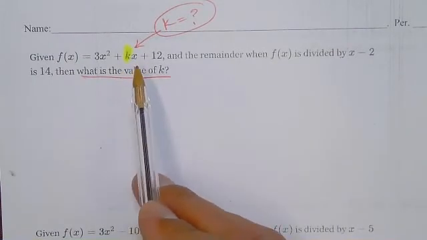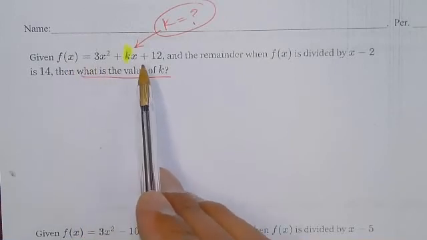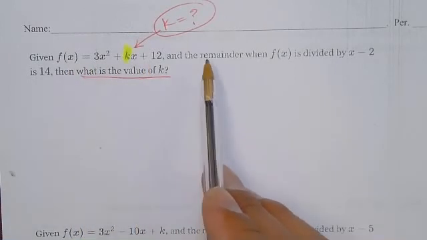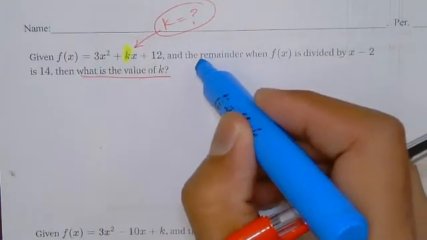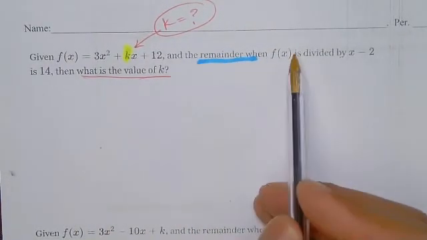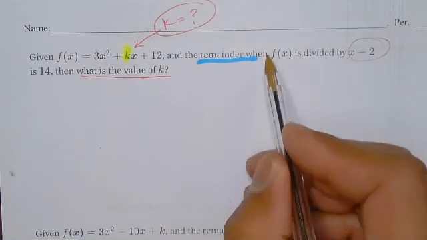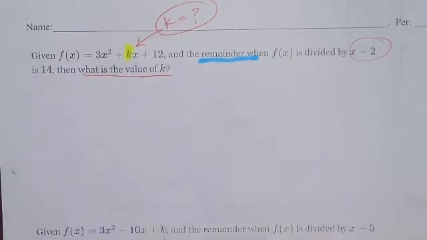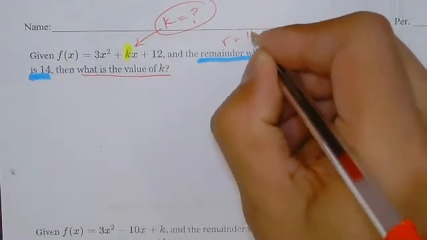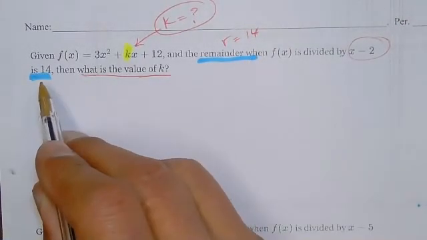Well, to make what work? Well, read it. Given that this polynomial and the remainder, right? The remainder, when this f of x is divided by x minus 2. The remainder, they wrote it all the way over here. The remainder is what? 14. So this is where you got to remember the remainder is 14. Okay, they wrote it here, but they wrote the answer. The remainder all the way over here.